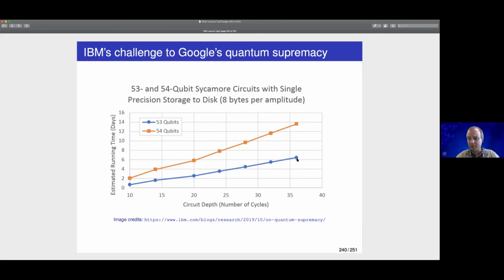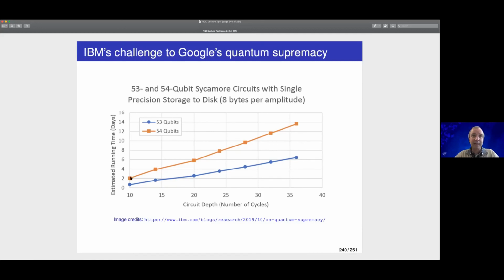And there's been some controversy about this. Okay, so I want to mention that, of course, still the advantage, if not supremacy, maybe, of the quantum computer is clear. 300 seconds or 5 minutes or whatever against 6 days.